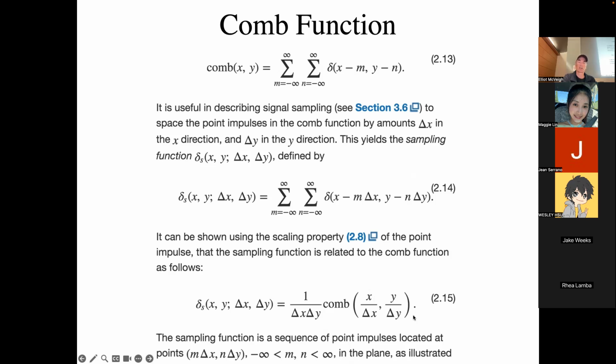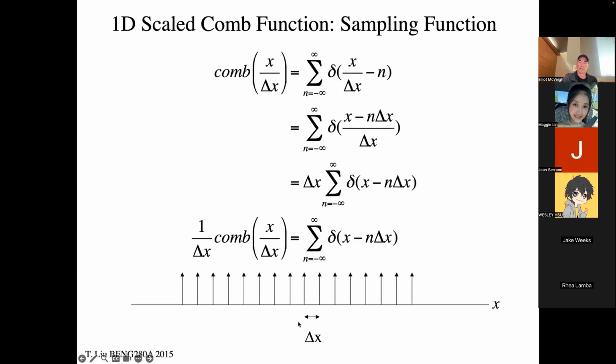Oftentimes when you're using a comb function, you'll want to use it in a normalized way, and that is you bring out the delta x and delta y to normalize, sort of samples per unit space, as it were. It makes it more convenient, so you'll see this often where it's normalized up front. Okay, so here's our comb, which is a continuous function of x, and we have this parameter delta x, which gives us the separation of the delta functions.